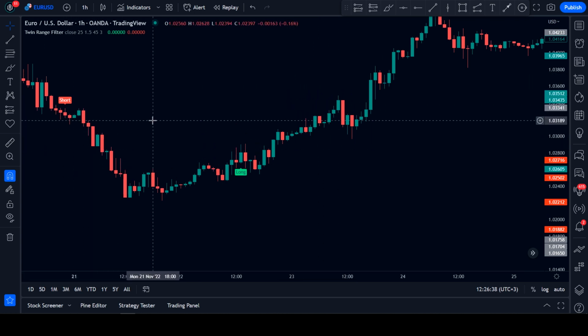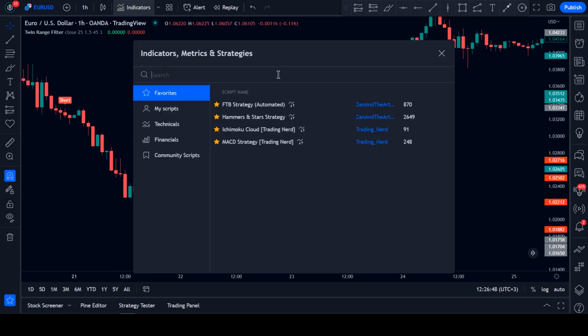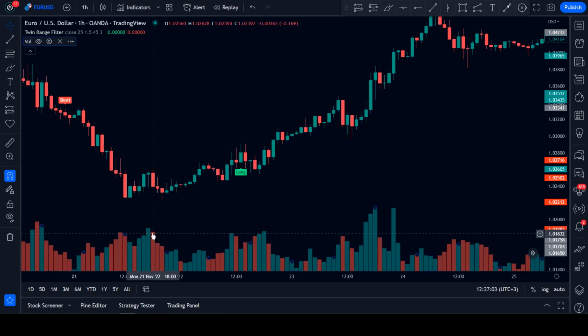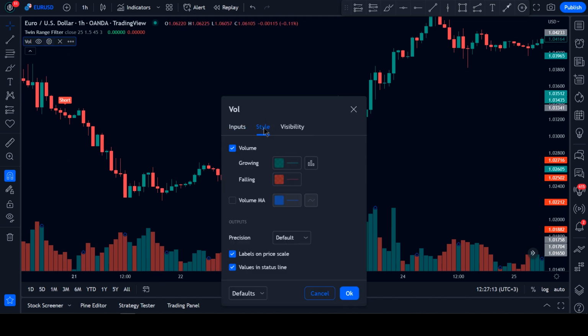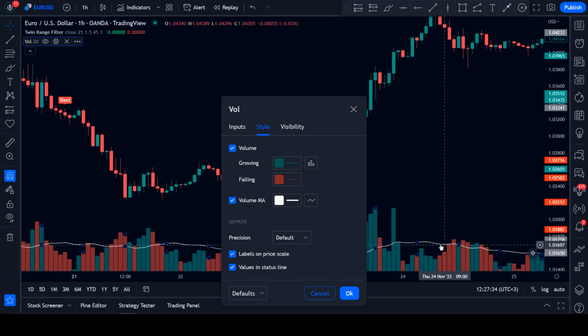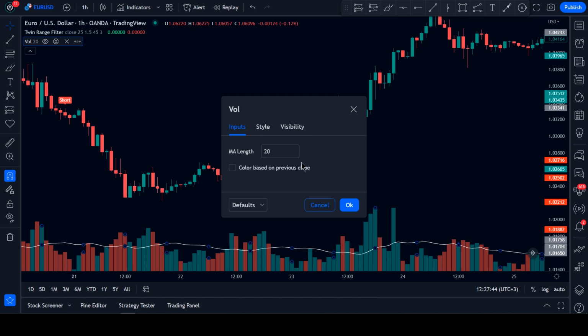Pretty self-explanatory. Now for the second indicator, head back to the indicators tab and type in volume. Be sure to select this one by TradingView, that's under technicals. Again, we're going to access this indicator's settings by clicking right here. Head over to the style tab and click on the volume MA checkbox. Then click here and change the color to white just so it's easy to see when reading the charts. After that, click on the inputs tab and change the MA length to 10 and then click OK.